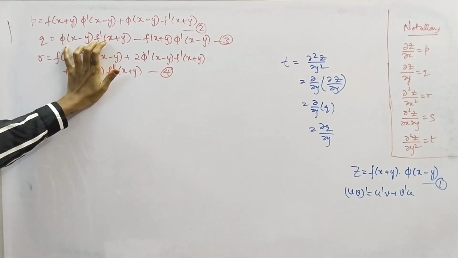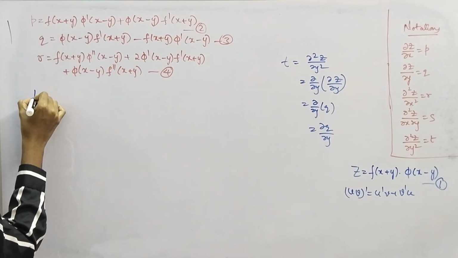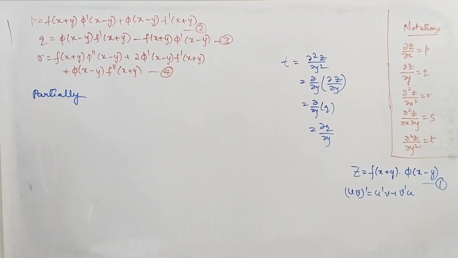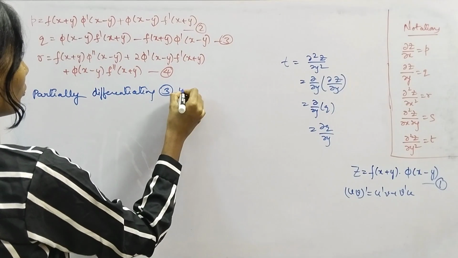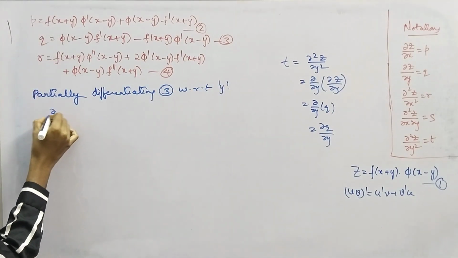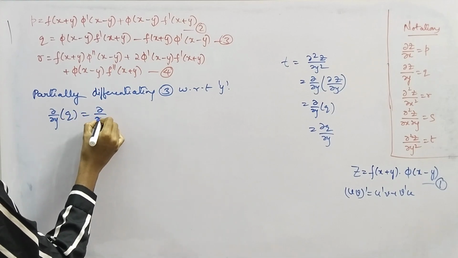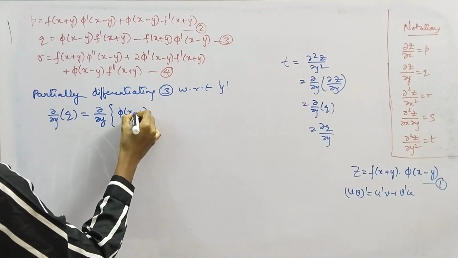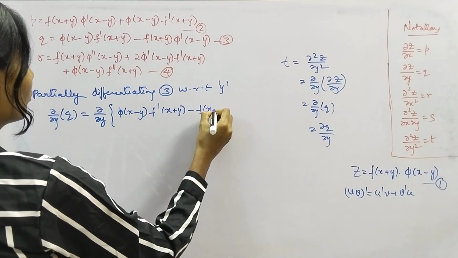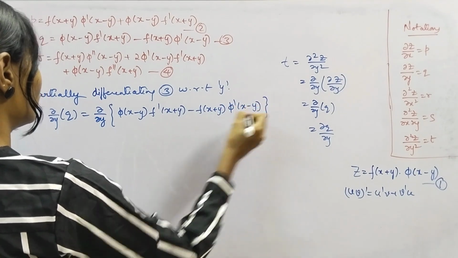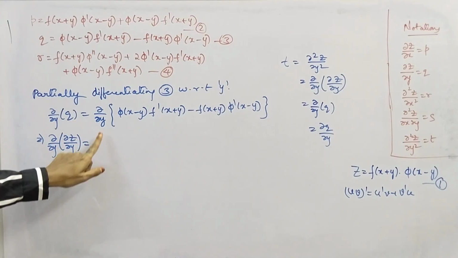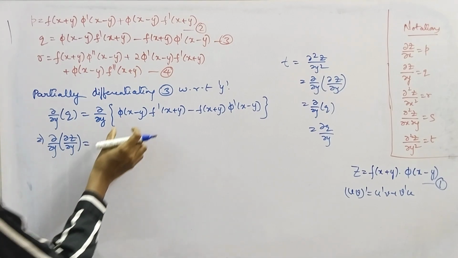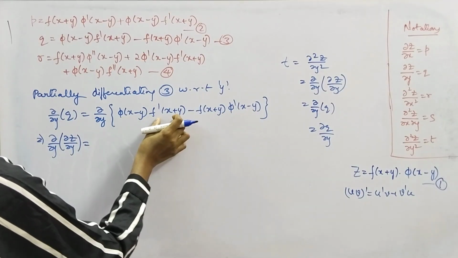Now what we are going to do is partially differentiate 3 with respect to y. Just apply dou by dou y on both sides of 3. Q is nothing but dou z by dou y, right? Is equal to, here we are partially differentiating with respect to y, so we'll treat x as constant, and here you're having f phi dash, phi f dash, f phi dash.